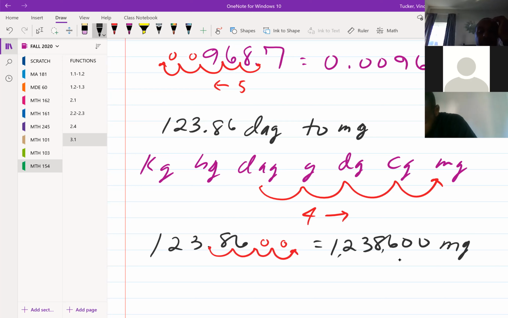1,238,600 milligrams. Yeah, repetition's needed for these ones, but it's not that bad, but it's definitely, you know what I mean? Mm-hmm. Yep.